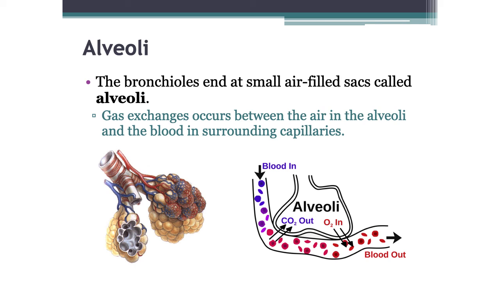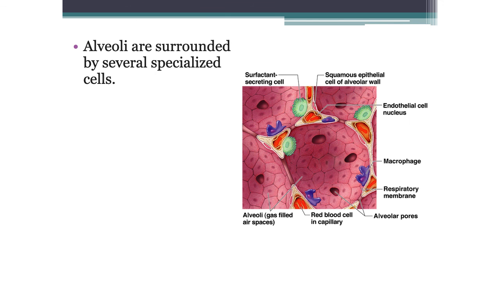Alveoli: the smallest bronchioles end in small air-filled sacs called alveoli. This is where gas exchange occurs between the alveoli and the blood surrounding in the capillaries. Okay, so gas exchange occurs in the alveoli. They have a thin membrane that allows CO2 to come out, so we can breathe that out, and oxygen. All right, and we see right here the alveoli are surrounded by specialized cells.